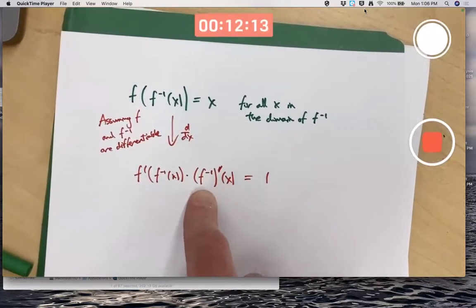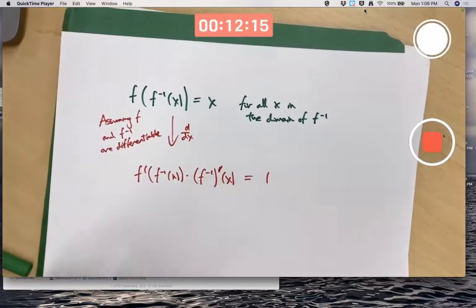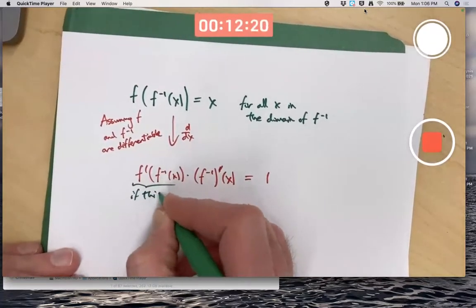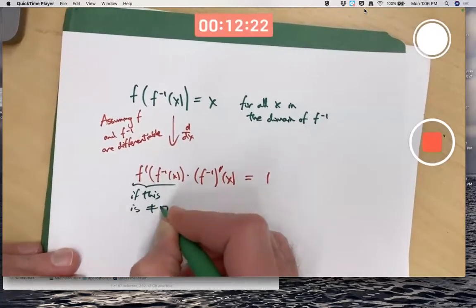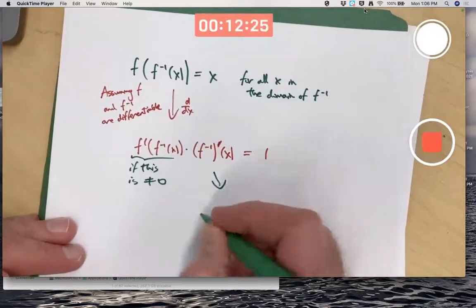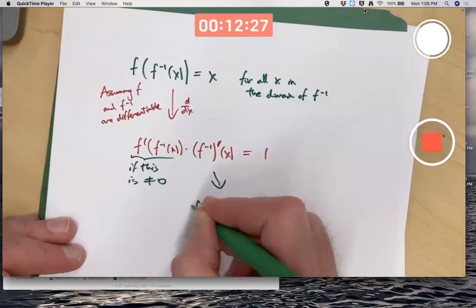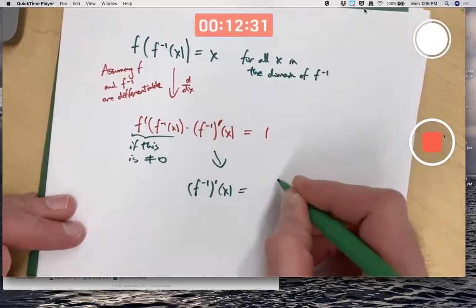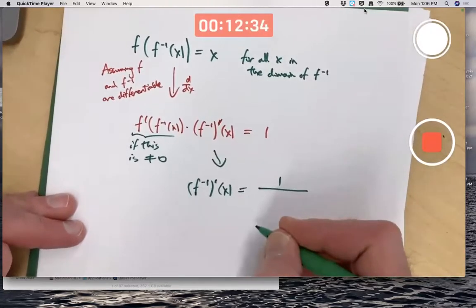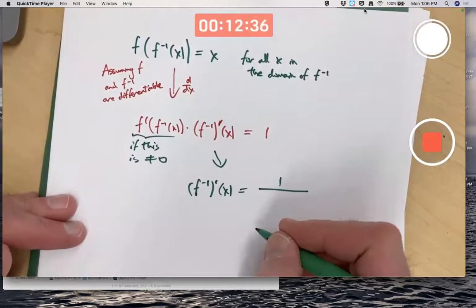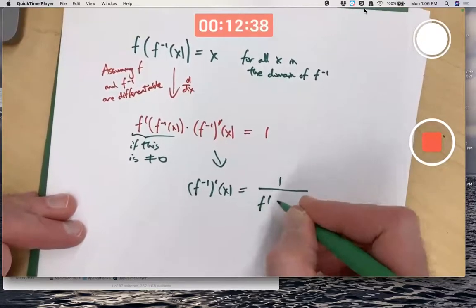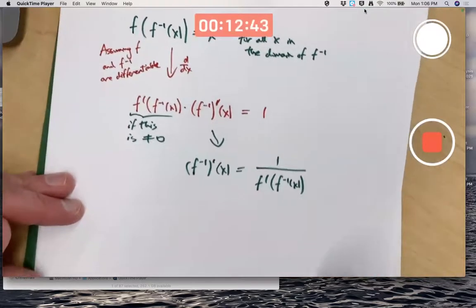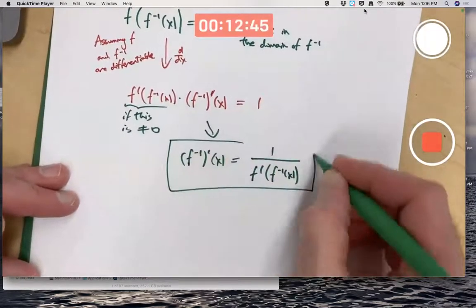What's my goal? My goal is to solve for the derivative of the inverse function. So now, assuming this is non-zero, I can divide both sides by it, and I get the derivative of the inverse function evaluated at a number x is the reciprocal of the derivative of the original function evaluated at f inverse of x. f prime, 1 over f prime of f inverse of x. And there's a general formula for the derivative of an inverse function.